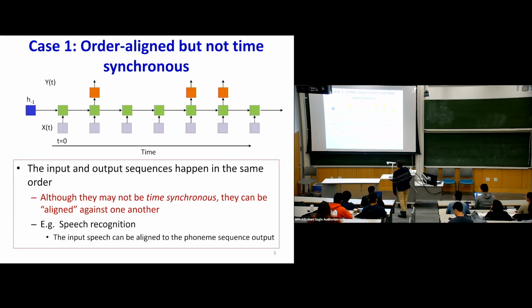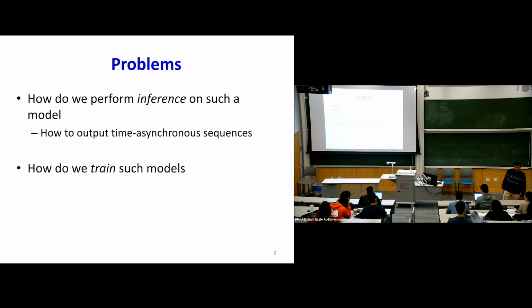So here, this was the situation. The output and input sequences happen in the same order, but they may not be time synchronous. The outputs are intermittent. And so, for example, in speech recognition, you have speech going in, and at various points of time you say, okay, I've recognized this phoneme. The problems we saw was how to perform inference on such a model, how to output such a time asynchronous sequence, and how do you train such models, right?